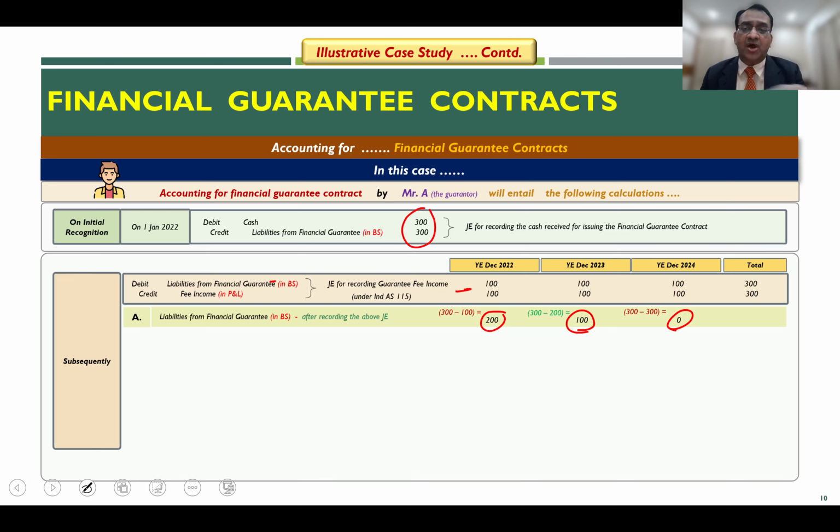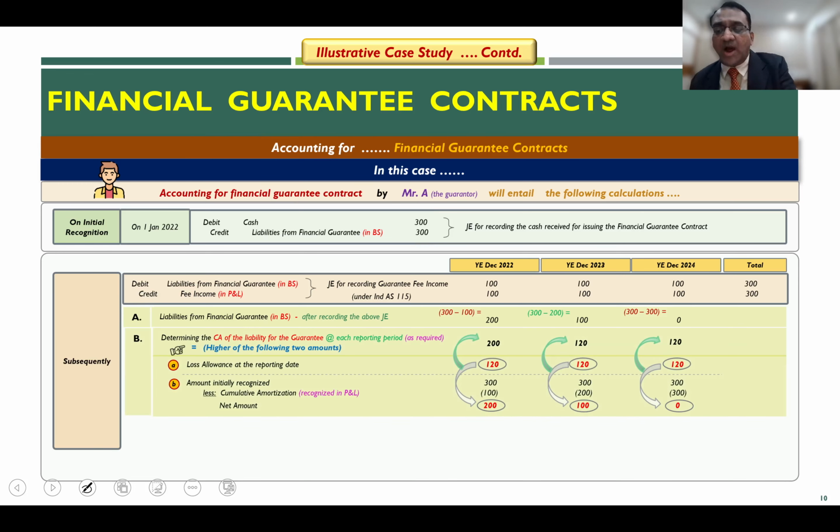But then we saw subsequent measurement of the financial guarantee related liability is the higher of the two amounts: this amount, which is being carried in the balance sheet, and the expected loss allowance. So let us see how that works out in this case. The amount which you need to carry in the books is the higher of these two amounts. And the case study says that at each reporting period, the entity expects that the expected loss allowance will be 120.